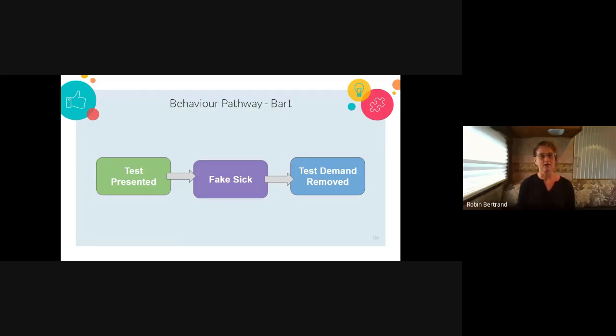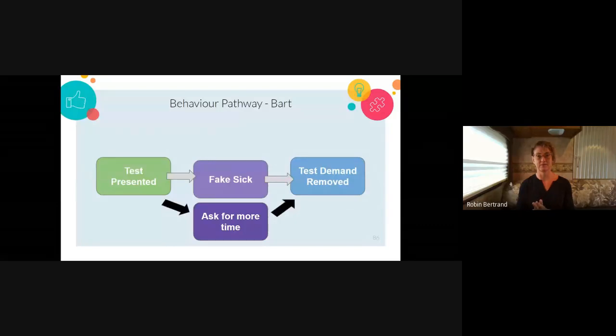So in this model, we need to think about what other more appropriate ways Bart could have gotten out of writing the test. Perhaps Bart could have learned to ask his teacher for more time. If asking for more time leads to the test demands also being removed, then asking has the same reinforcing consequences as the problem behavior did. So this is an alternate replacement skill. Do you see how now the test is presented, Bart is learning to ask for more time, and then the test demand is going to be removed?